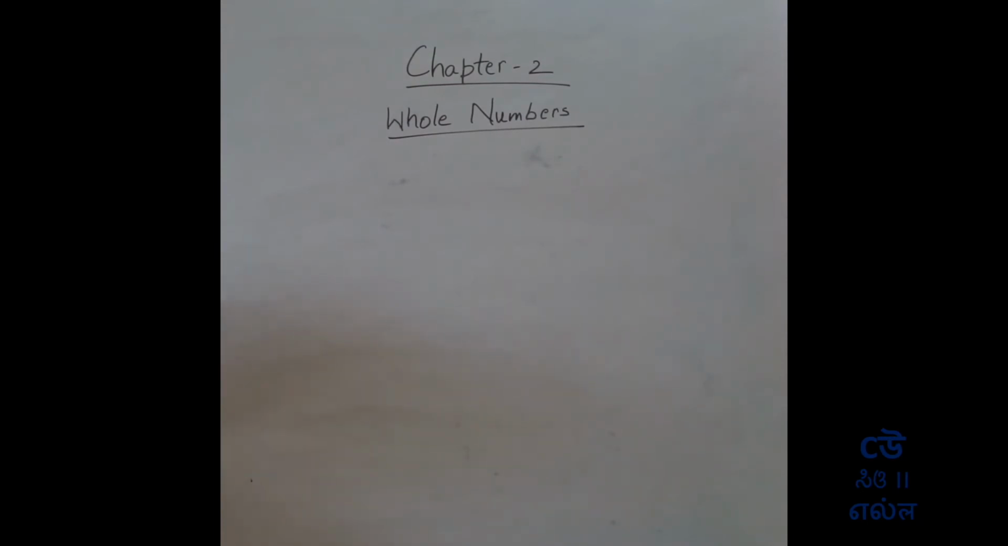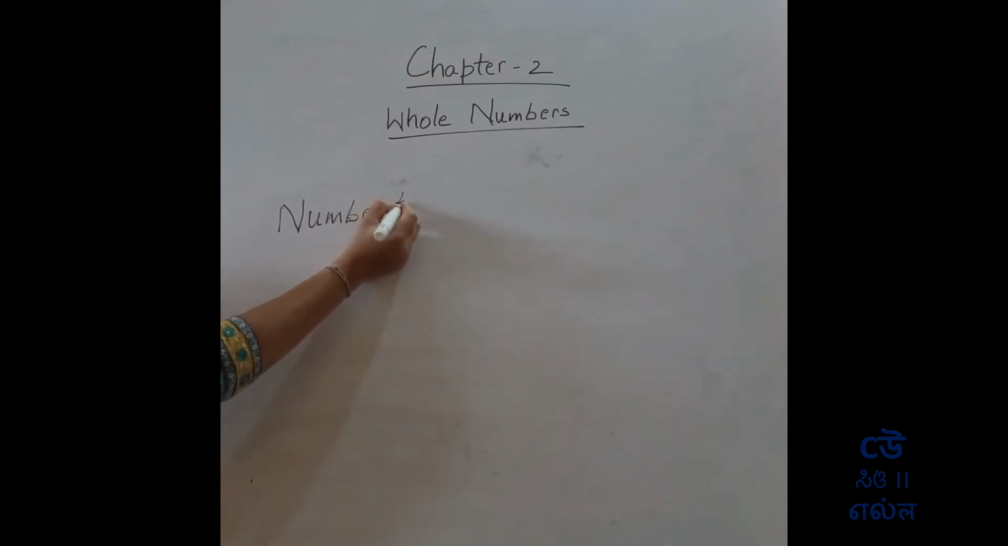So what is a number line, children? What do you mean by number line? A number line is a line on which we mark the numbers at equal intervals. So let us see how to draw a number line and mark the numbers.